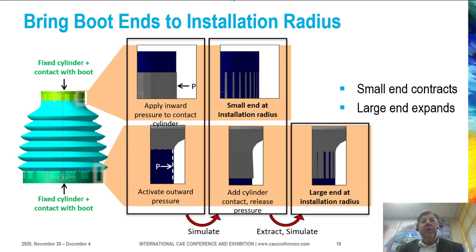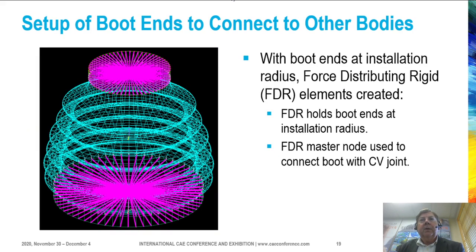So then with the new model, we modified it to lock in the small end because it was in the right position, and to then add contact with the bell housing and release the pressure on the large end. And then we ran that simulation, everything was sized correctly, so then we had our third model, and then we locked in the large end so that everything would match.